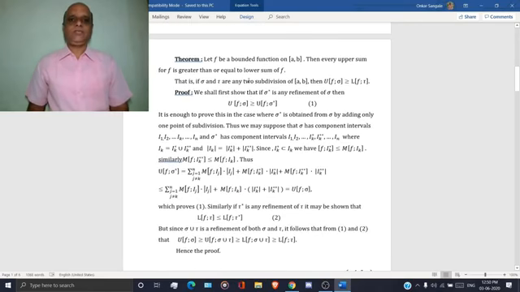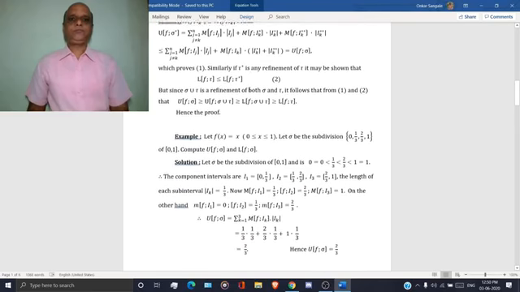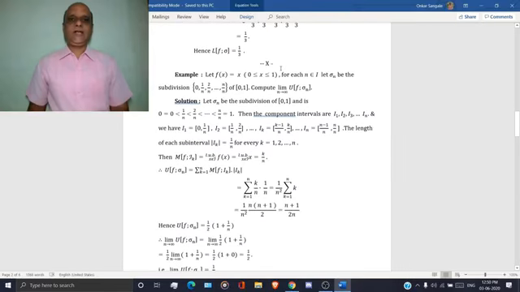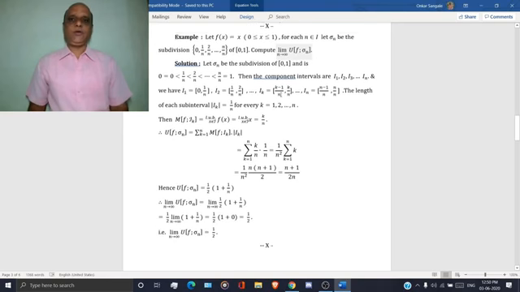Then we have seen this theorem, we have proved it, and then we have calculated the upper sum and lower sum for function f corresponding to subdivision sigma, defined like this. And then in the second example, we have computed the limit as n tends to infinity of the upper sum for f corresponding to subdivision sigma n.